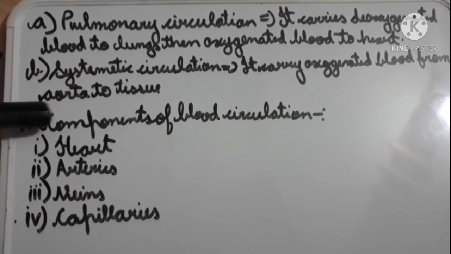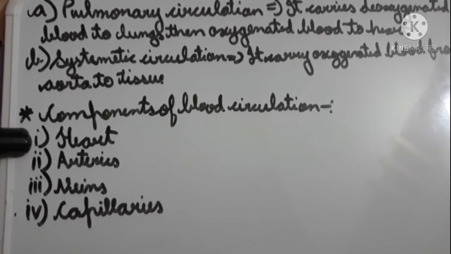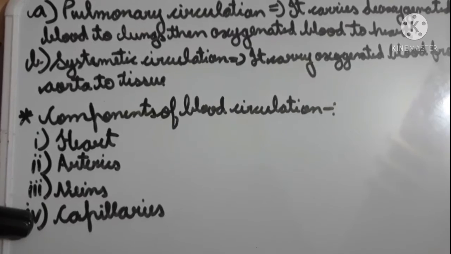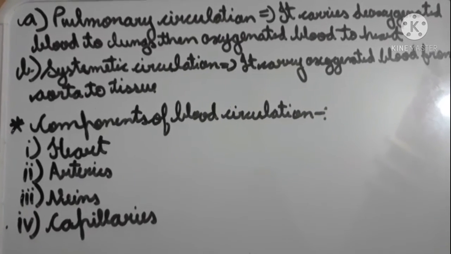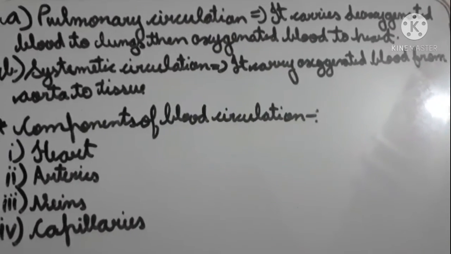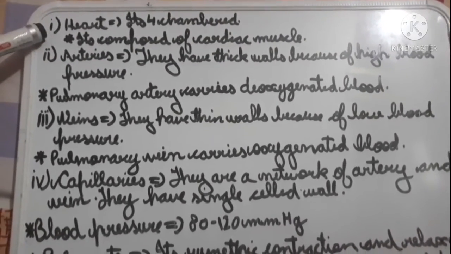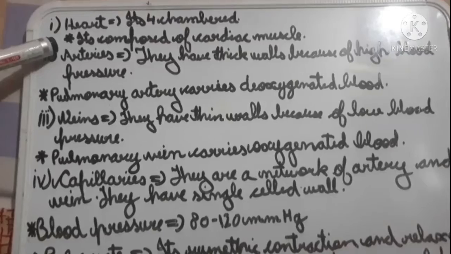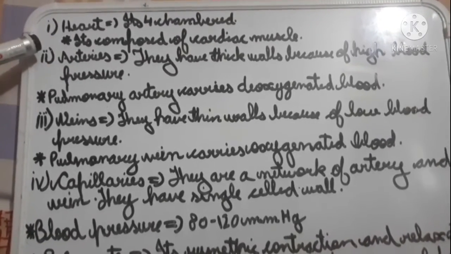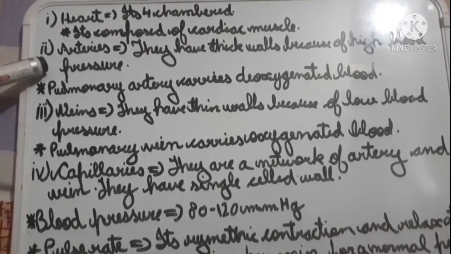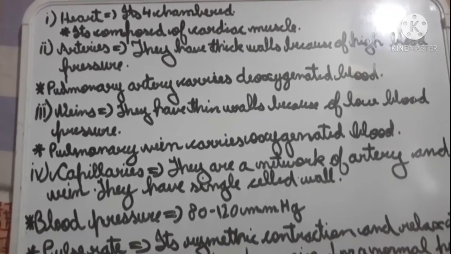What are the components of blood circulation? There are 4 components: heart, arteries, veins, and capillaries. Let's learn about all 4 of them in detail. Heart. Heart is 4-chambered. It's composed of cardiac muscles. Arteries. They have thick walls because of high blood pressure. This is very important.